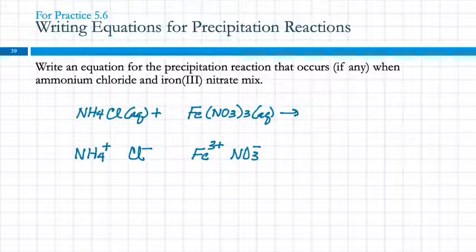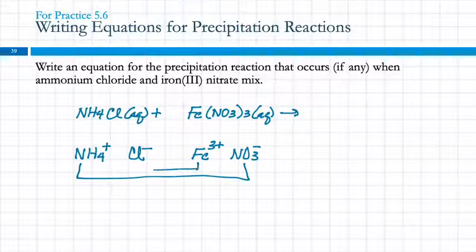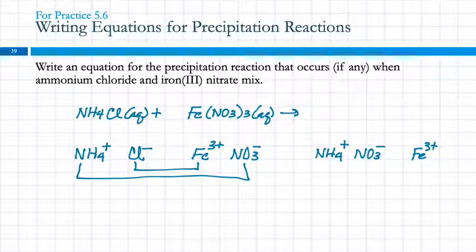Now we're going to swap partners and see if any of the compounds that form are insoluble. So we're going to have ammonium with nitrate and iron with chloride. You have to have a positive and a negative. So I'm going to rewrite them over here, NH4+ with NO3-, and Fe3+ with Cl-. Now, you could write the iron and chloride first, and the ammonium and the nitrate second, but we always write the guy first and then the girl, the cation and then the anion, just because of convention, right? Mr. and Mrs.